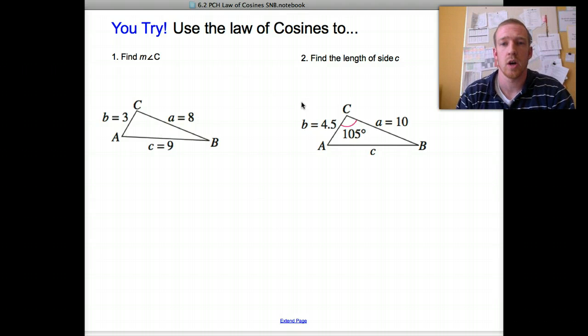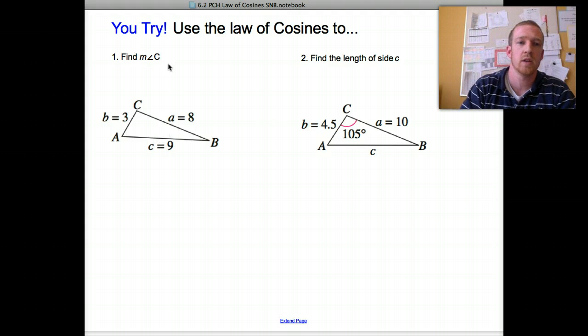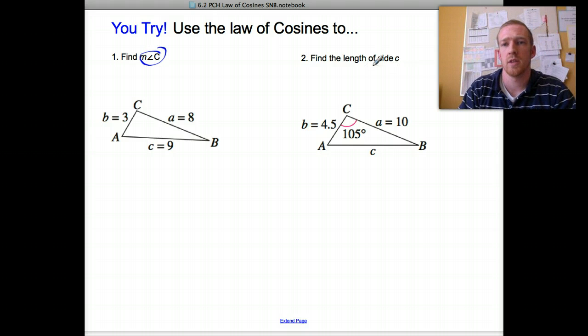Talking for a minute so you guys can copy these down, or you can just pause the video. I want you to try each of these problems. Just find angle C on this one, and just find the length of side C on this one. So it's two little problems.